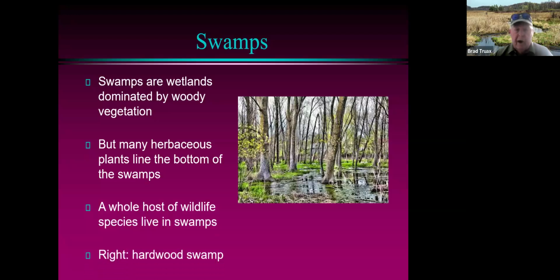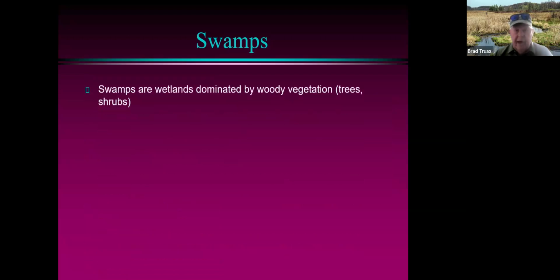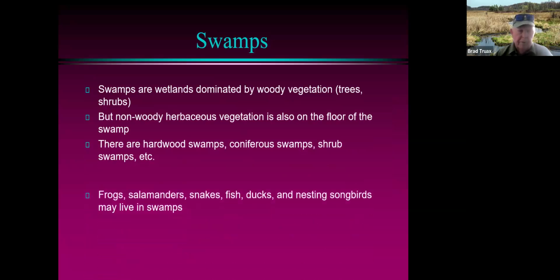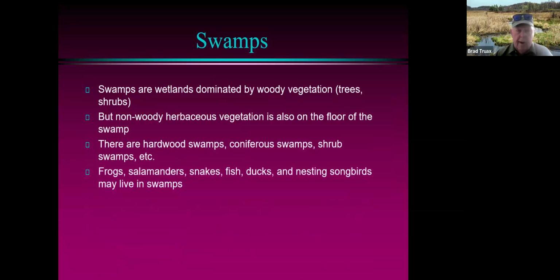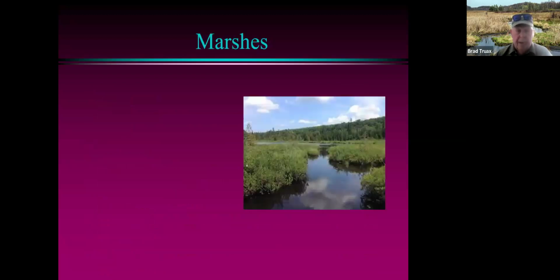So again, this is a picture of a hardwood swamp. You might also have a coniferous swamp and an herbaceous swamp. So swamps are wetlands dominated by woody vegetation, either trees or shrubs. And non-woody herbaceous vegetation also is on the floor of that swamp. Once again, there are hardwood swamps, coniferous swamps, shrub swamps, etc. And a whole host of wildlife, including frogs, salamanders, snakes, fish, ducks, and nesting songbirds live in the swamps. And once again, deer and bobcats, coyotes, foxes, and many other mammals will forage in the swamps.